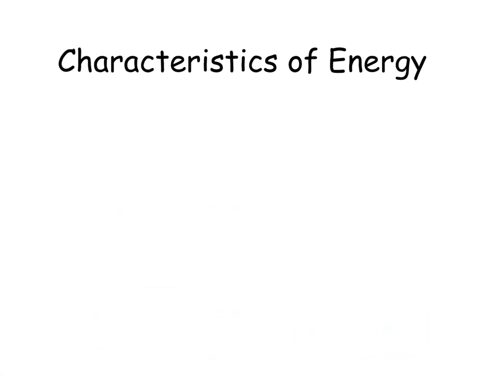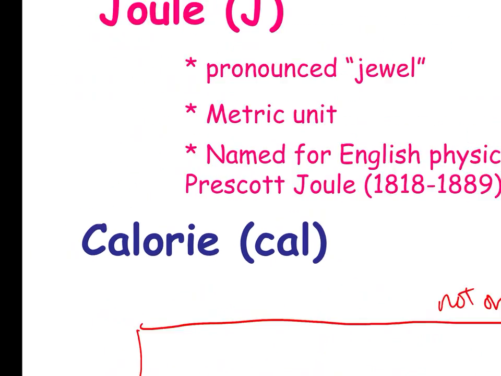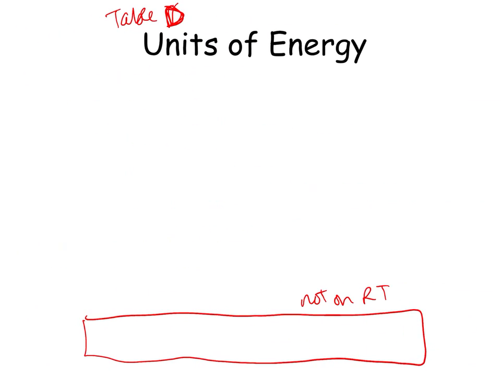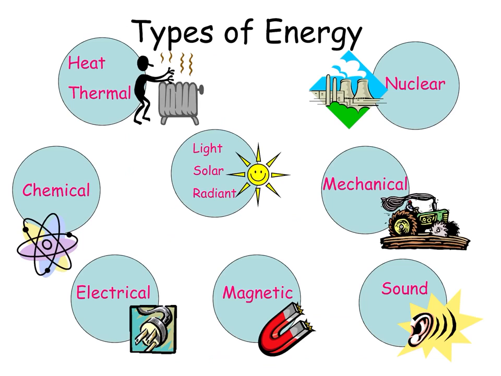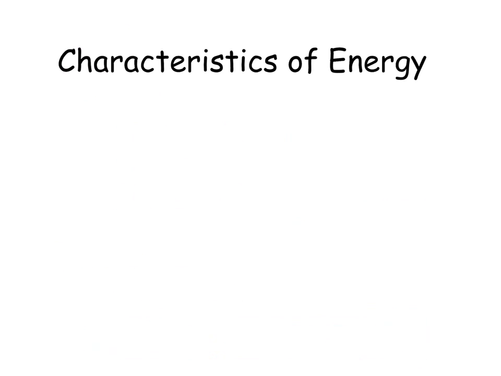So what are some characteristics of energy? Now, technically, we've already talked about that. We talked about the characteristics. Remember when we went through and we labeled some of them? One letter, P for potential, and K for kinetic. So that's what we're talking about here.